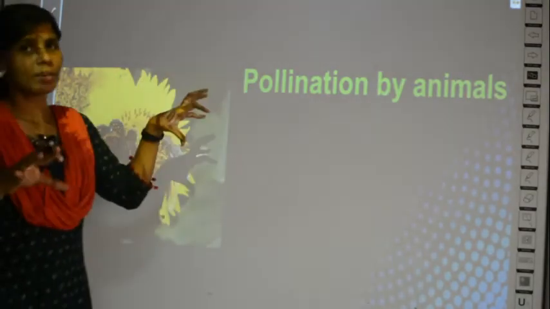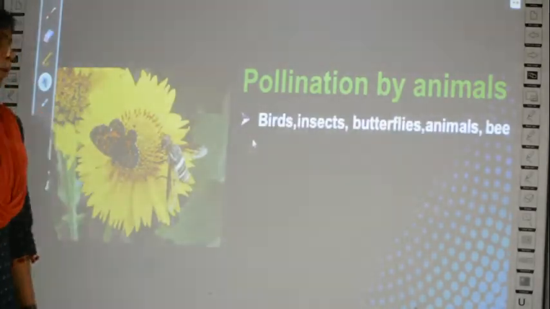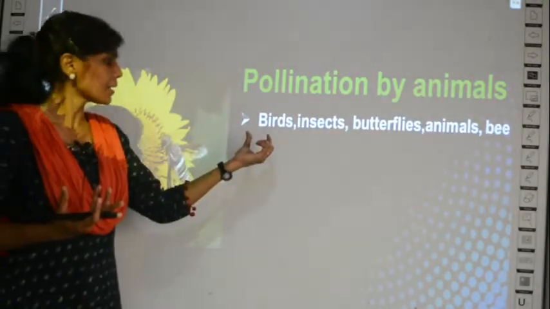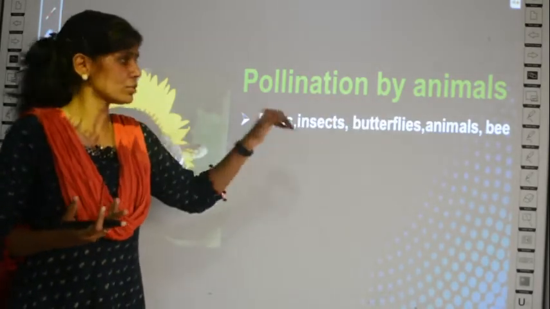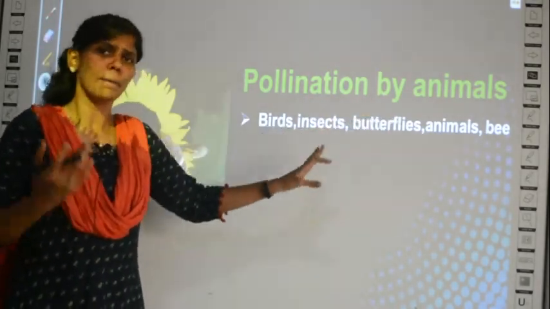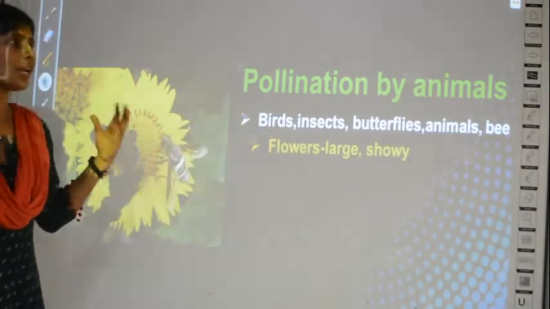And there are some requirements for every pollination. If animal pollination has to happen, it is supported by birds, insects, butterflies. This list you have to memorize: butterflies, animals and bees. These all can support, and there are certain qualities of flowers to be pollinated by animals.